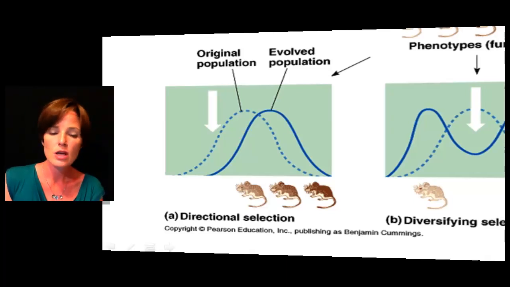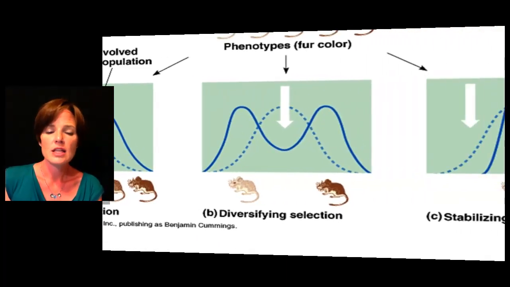That's directional. We could have diversifying. In this case, we have a decrease in the mid-range fur types. It may be that those have more difficulty hiding. Perhaps the light-colored ones have a location or surroundings that they can blend in with very well, and the dark ones have their own environment that they can blend in with very well, and the intermediate ones do not. So this is what we call diversifying selection. What it means is that the two ends of the spectrum get further and farther apart from each other.